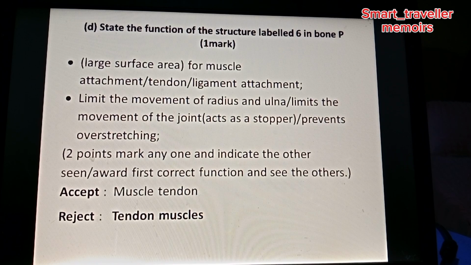I want first to correct function and see the others. Accept muscle tendon. Reject tendon muscles. Okay? Attachment of muscle tendon, but reject attachment of tendon muscles.